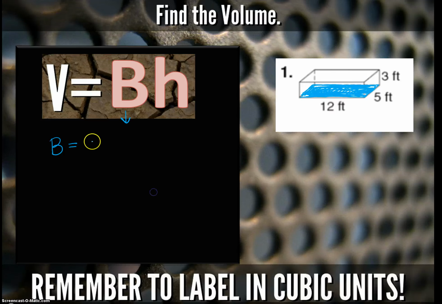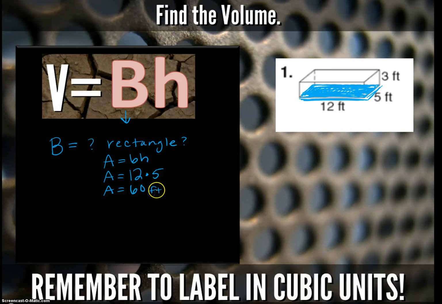Now I think, what shape is that? Well, that's a rectangle. How do I find the area of a rectangle? And you say, self, that's A equals BH. So to find the area of a rectangle, I take the base and the height, and I'm just using the sides that touch my color. So I have 12 and 5. Ignore the 3. It's silly right now. You don't need it. And 12 times 5 is equal to 60. So 60 feet squared is the area of your base. That's what you're going to plug in right here for base.